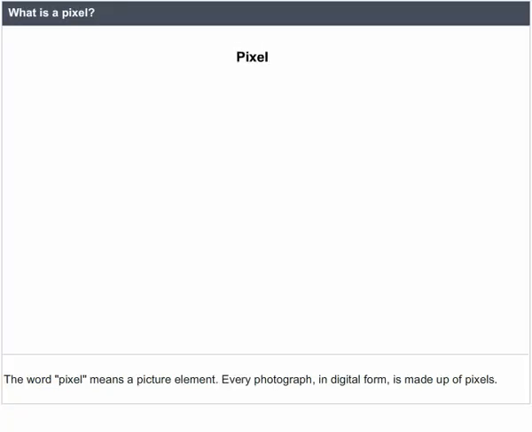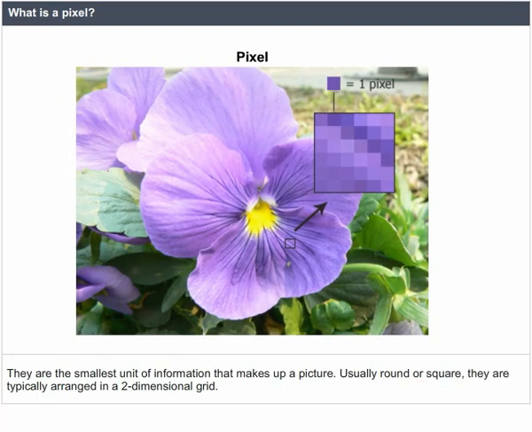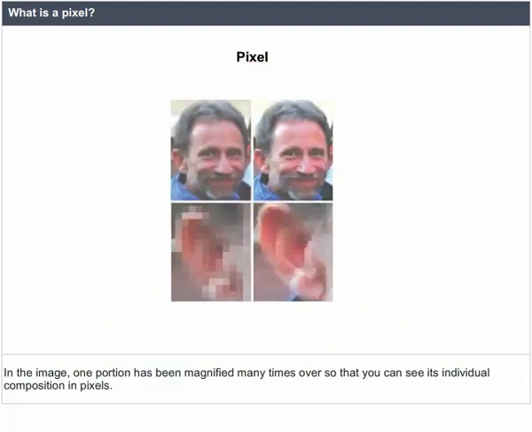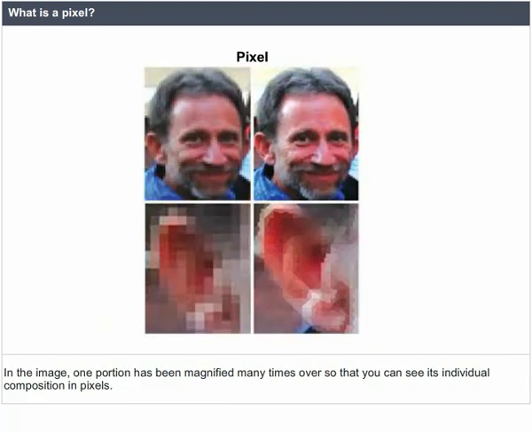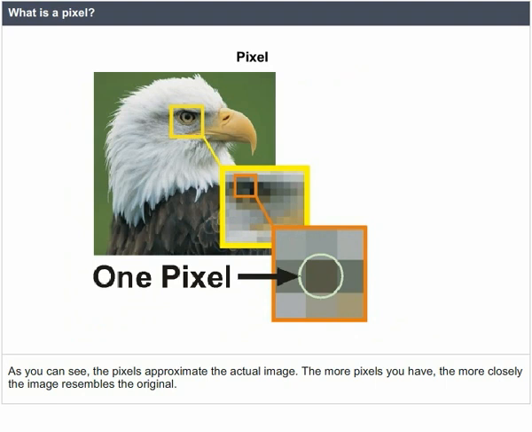What is a pixel? The word pixel means a picture element. Every photograph in digital form is made up of pixels. They are the smallest unit of information that make up a picture. Usually round or square, they are typically arranged in a two-dimensional grid. In the image, one portion has been magnified many times over so that you can see its individual composition in pixels. As you can see, the pixels approximate the actual image. The more pixels you have, the more closely the image resembles the original.